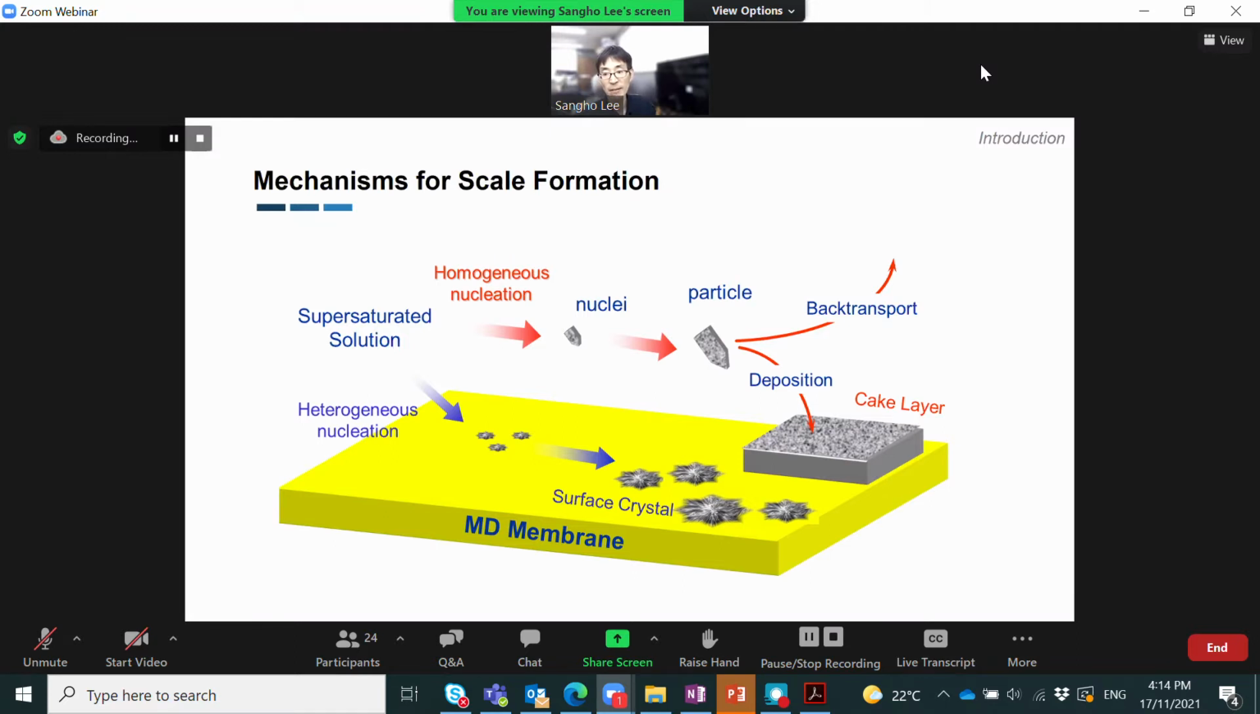One thing that I have to mention is, even if we use the same membrane and the same feed solution, depending on the operating conditions, sometimes homogeneous crystallization predominantly happens, and sometimes heterogeneous crystallization predominantly happens. That's something we need to understand, because sometimes they happen at the same time, and sometimes one of the mechanisms is predominant. So depending on those mechanisms, the fouling patterns change.